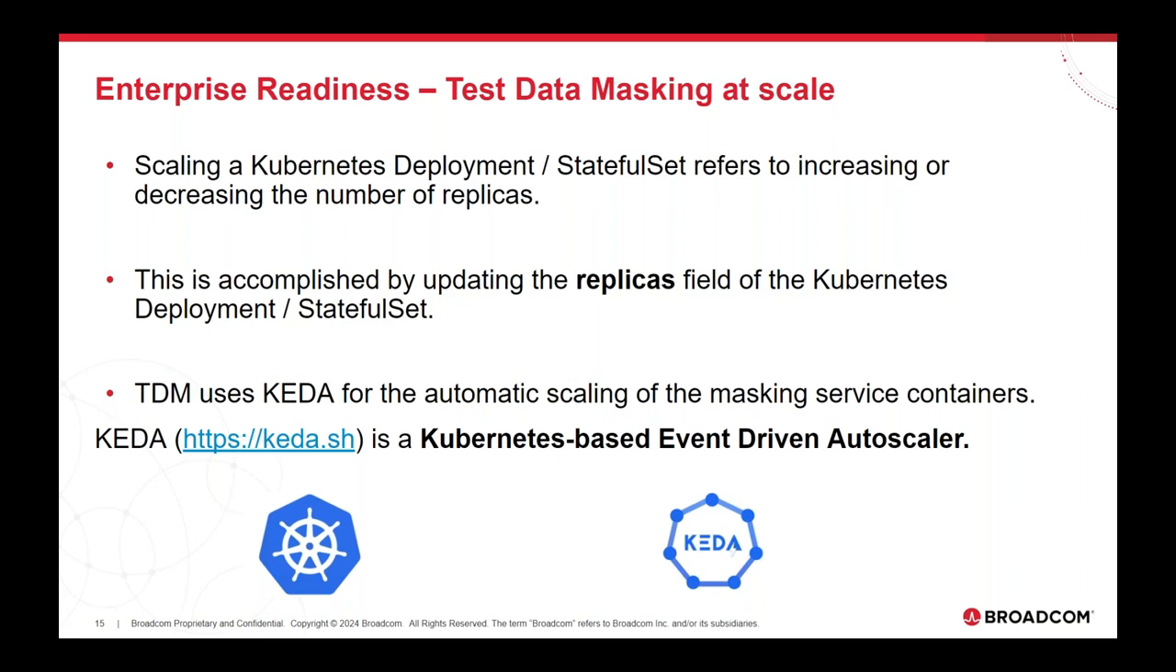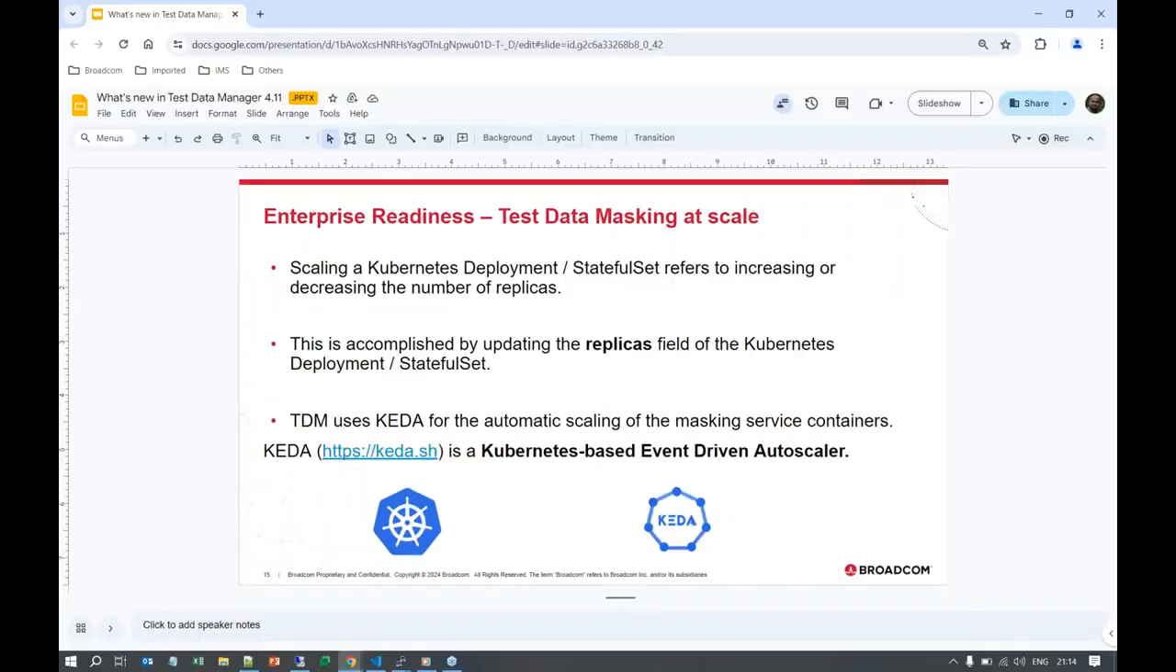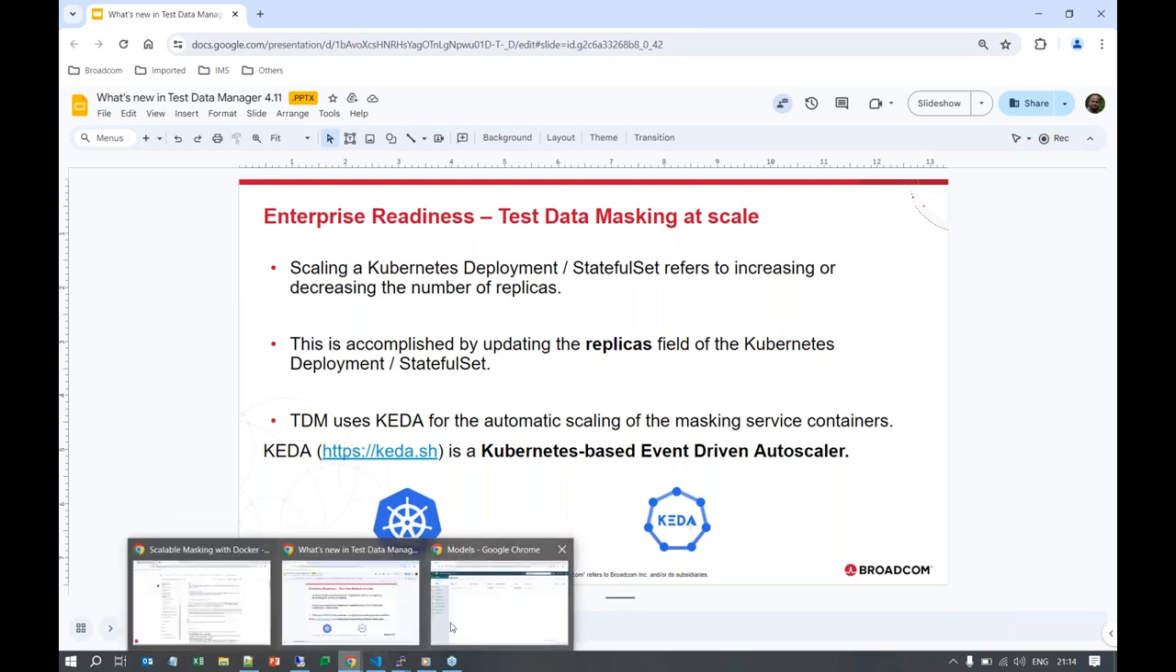So I will quickly demonstrate what we just spoke about. In today's demo, we will see TDM running on a Kubernetes environment, and we will see one pod running the data masking engine. We will perform the data masking function on the TDM portal, and we will see how the masking pods scale up and scale back to the base version. With that, I'm going to switch to the TDM portal.